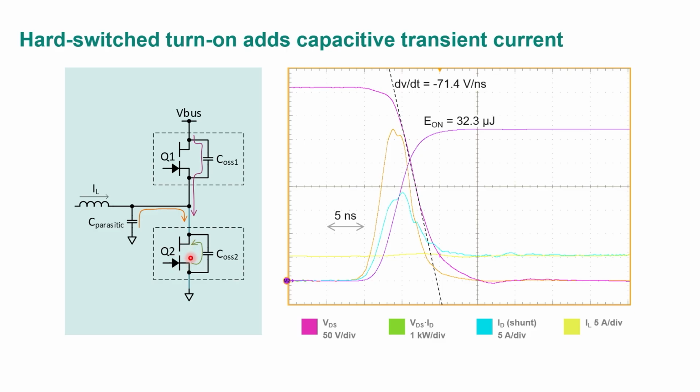Notice that we're not even looking at its own self-discharge current, which could be another dozen amps or something like that, because it doesn't show up in the shunt measurement. If I multiply these together here, you can see the peak power. Yeah, it's multiple kilowatts during this short transition. So that's the capacitive current that gets added due to just the opposite device and the parasitics.